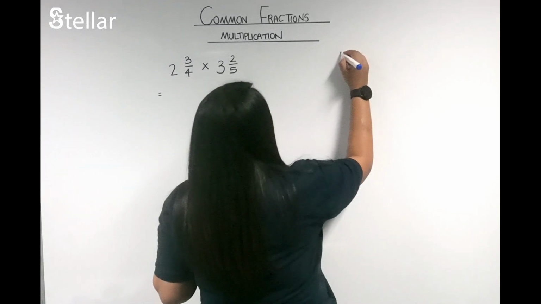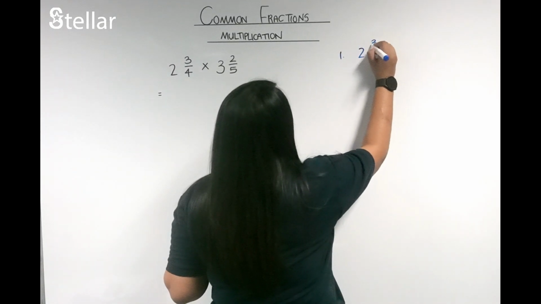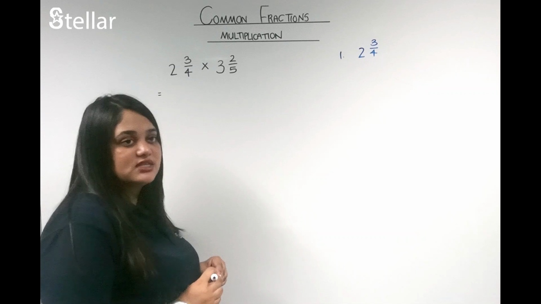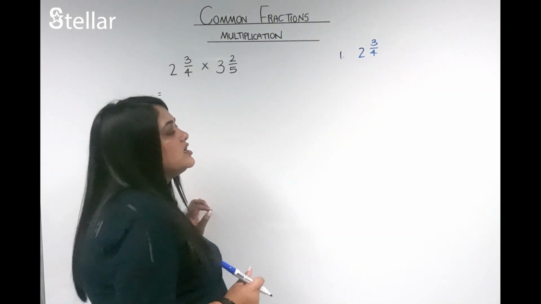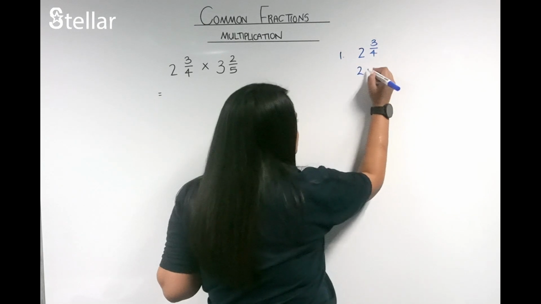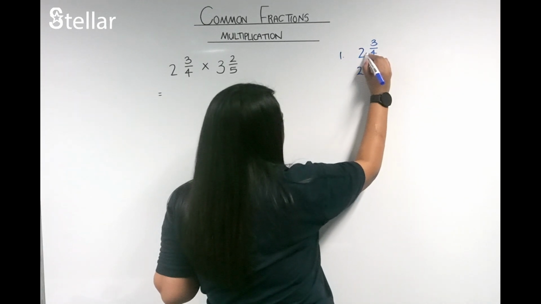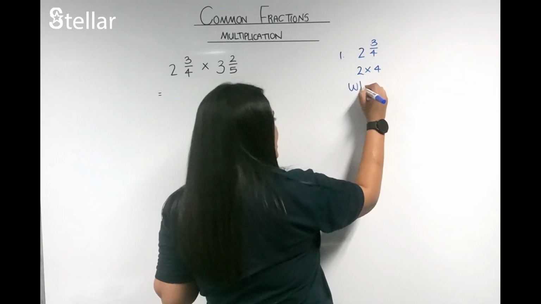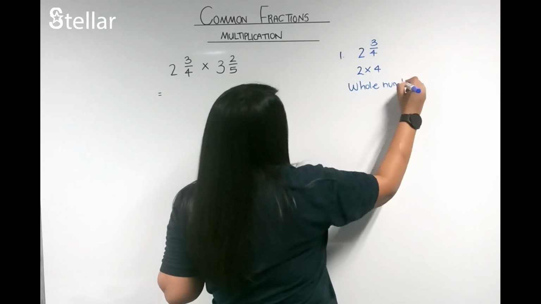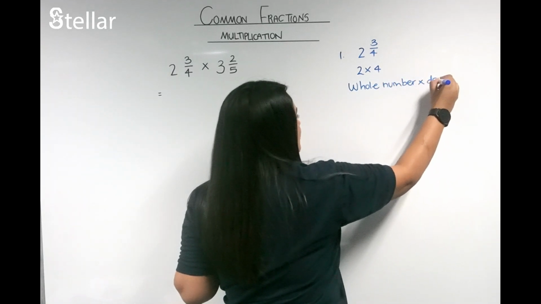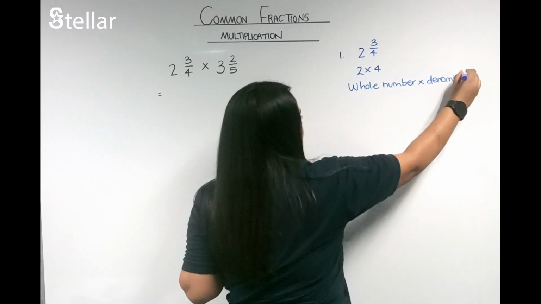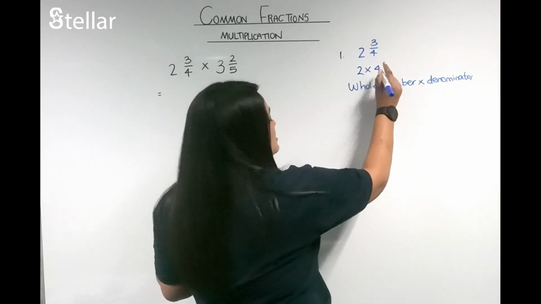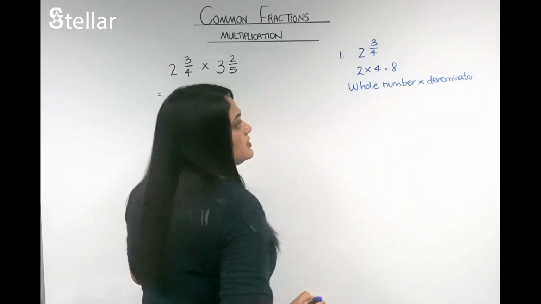Step 1, we have to take 2 and 3 over 4 and get the equivalent fraction. How do I do that? Firstly, you take 2 times 4, which is the whole number times the denominator. That's what we're doing. And 2 times 4 is equal to 8.